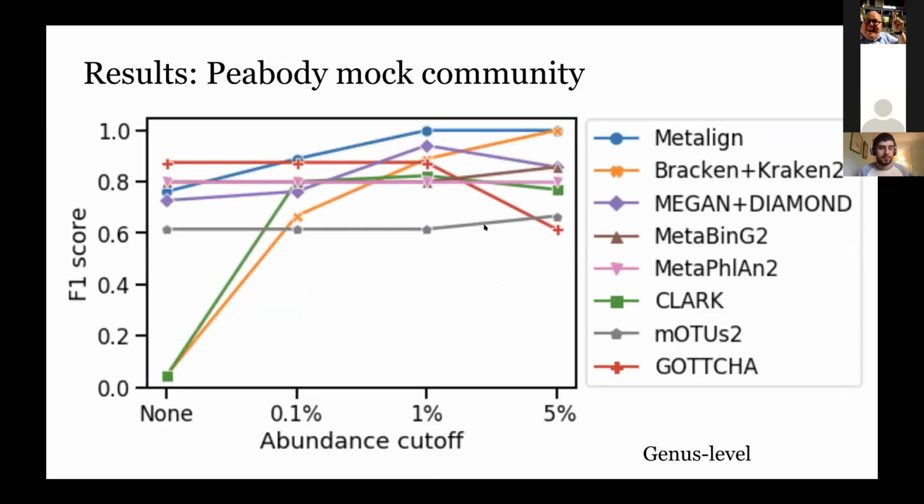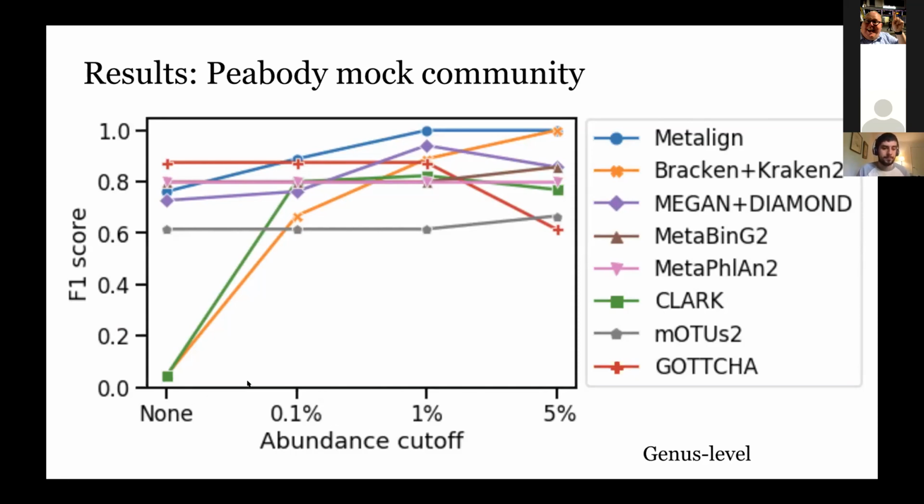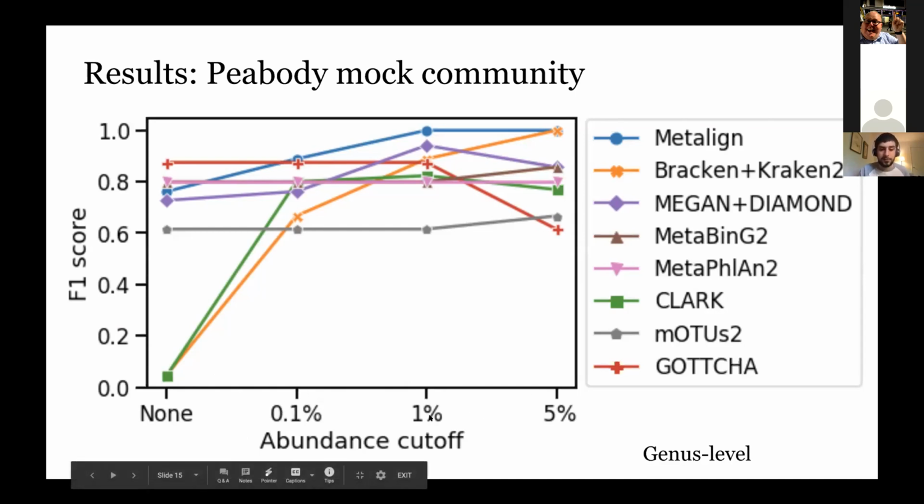And then, so that's the CAMI data. So now this is the Peabody mock community data. Here, I mentioned this abundance cutoff threshold. I wanted to vary that because, as I mentioned, it can affect the performance of the methods. So you can see here Clark and Bracken have a really low F1 score because they have a lot of low abundance false positives when you apply no abundance cutoff threshold. But actually, when you apply a reasonable one, they perform pretty well.